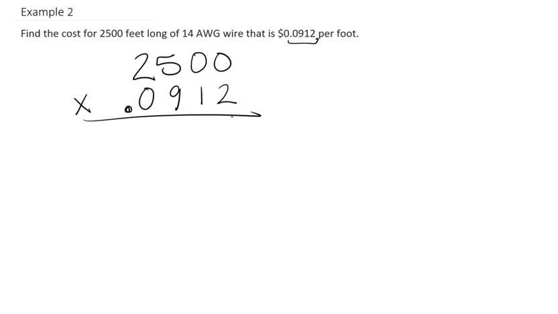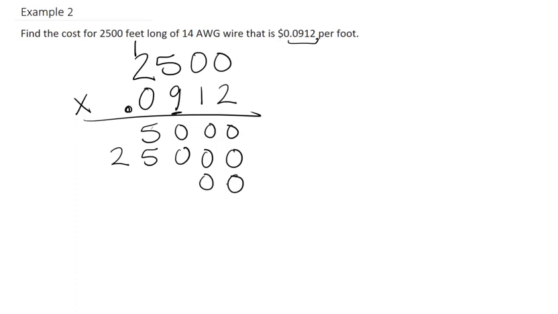So 0 times 2 is 0. 0 times 2 is 0. 5 times 2 is 10. Carry the 1. Leave the 0 below. 2 times 2 is 4, plus 1 is 5. Now we have a 0 placeholder. 1 times 0 is 0. 1 times 0 is 0. 1 times 5 is 5. And 1 times 2 is 2. Now when we go over 2 to this 9, we have 2 placeholders of zeros.